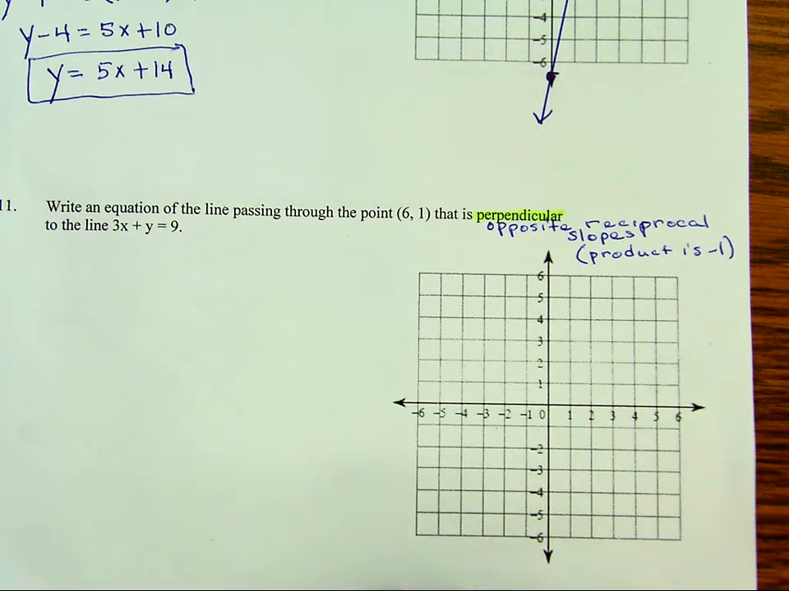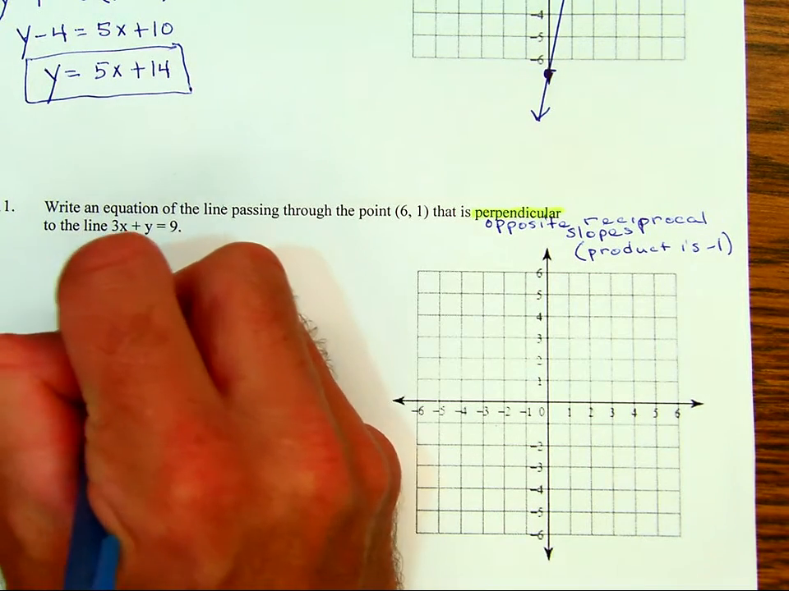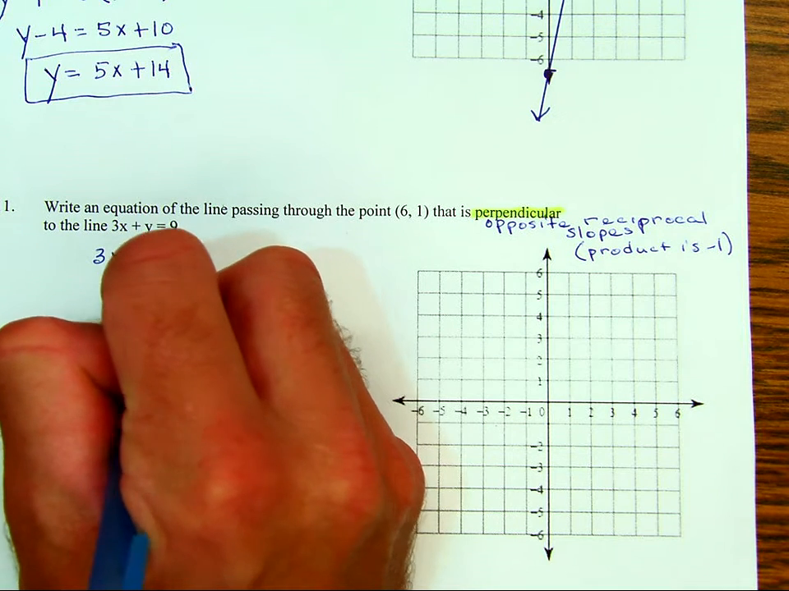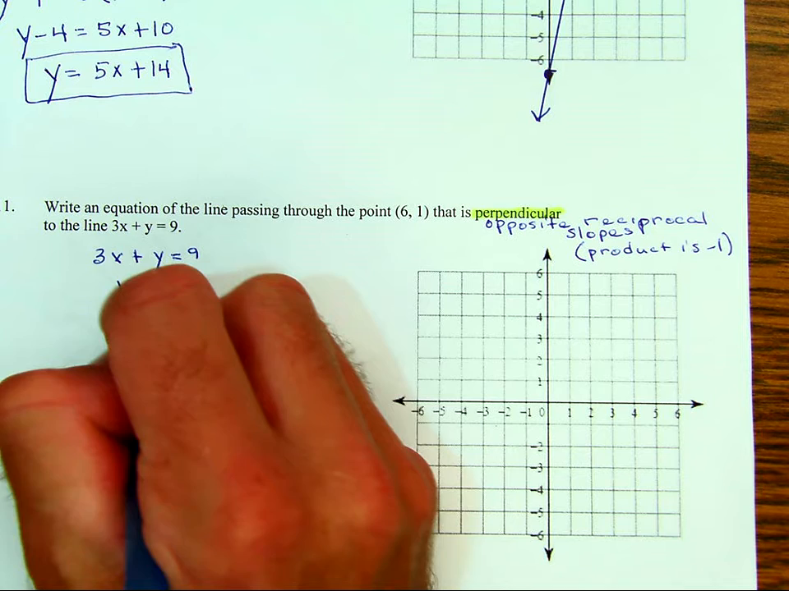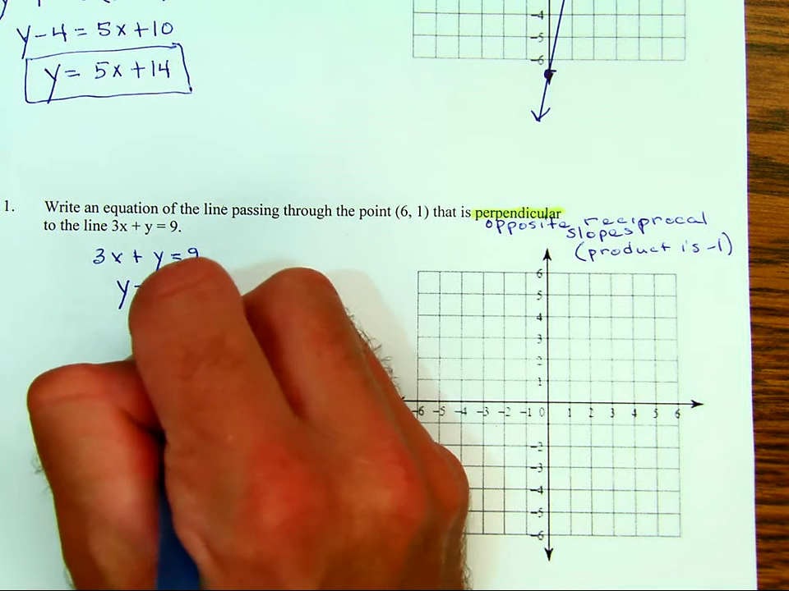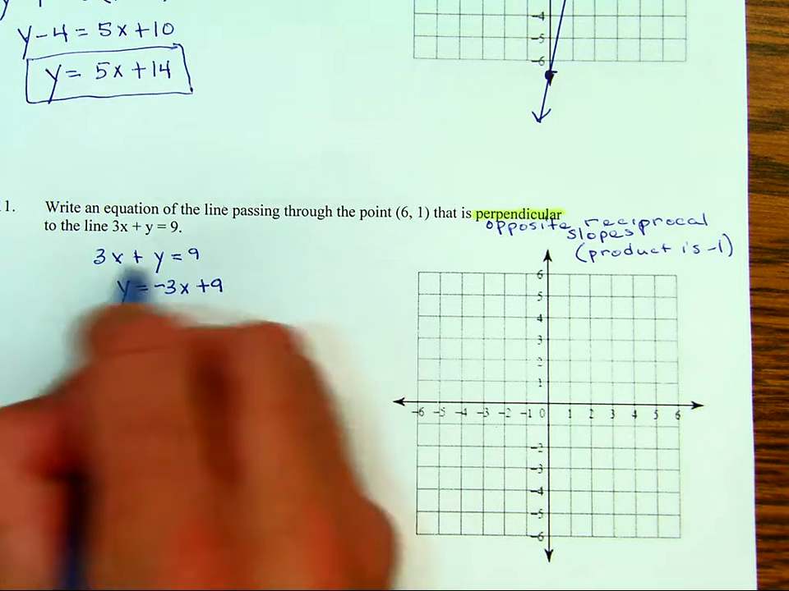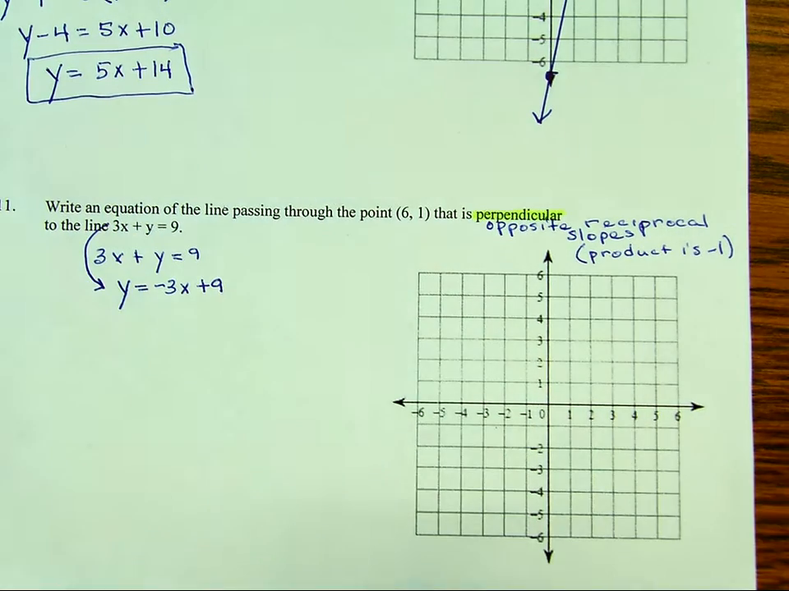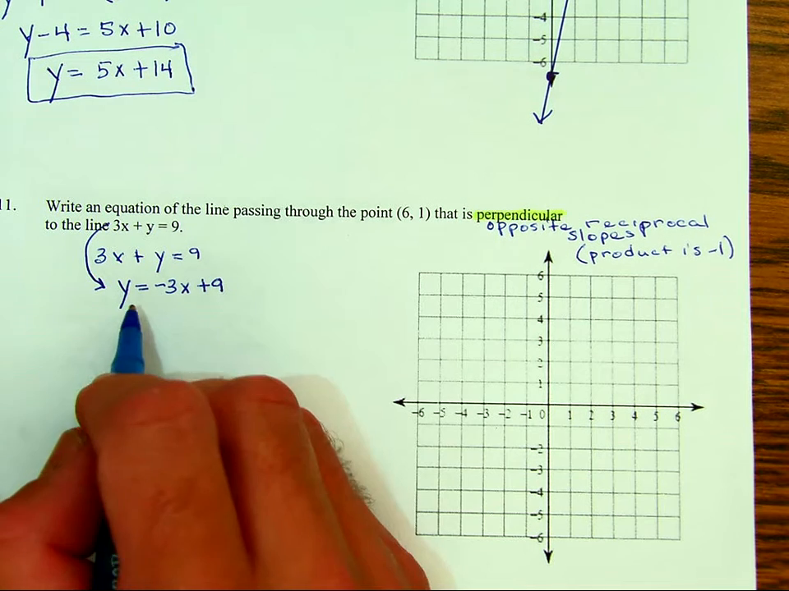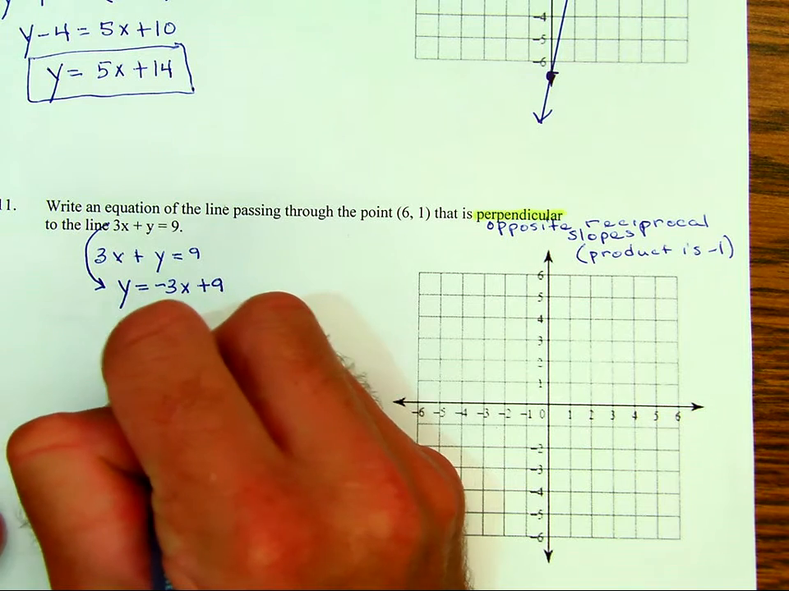So first thing I'm going to do is I'm going to solve for y in the original equation. I'm going to subtract 3x from both sides. When you move it from one side to the other, it changes sign. So this is the same as y equals negative 3x plus 9, or this is the same as 3x plus y equals 9. Same equation. Okay, and you can see this equation has a slope of negative 3.